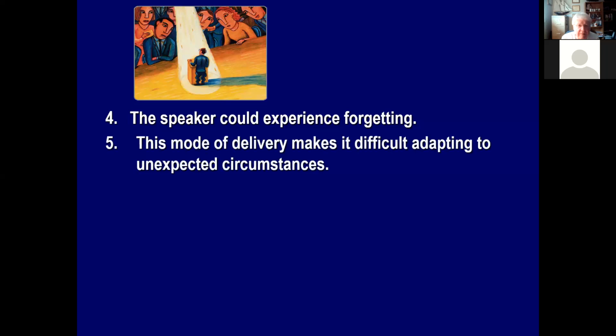This mode of delivery makes it difficult to adapt to unexpected circumstances. It makes it very difficult to really respond to unexpected circumstances, because unexpected circumstances happen. In fact, I guarantee you, in public speaking, unexpected circumstances will happen to you at some point. And you have to know how you're going to respond. It just happens. And if it's a memorized mode of delivery, you're in all sorts of trouble.